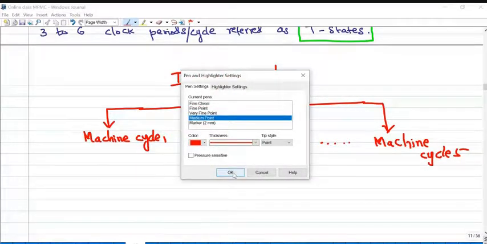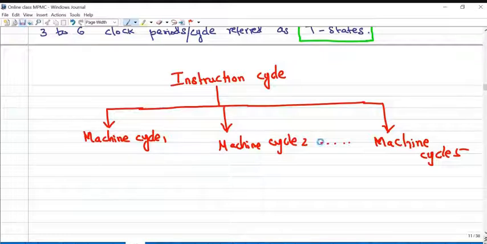So we should understand the meaning of each and every instruction. Then only can we draw the timing diagram. So 1 to 5 machine cycles, depending on the instruction. Some instructions may need only one, some may need two, or some may need three. But a minimum of one machine cycle is needed, that is fetching the opcode from memory, and up to a maximum of five machine cycles.